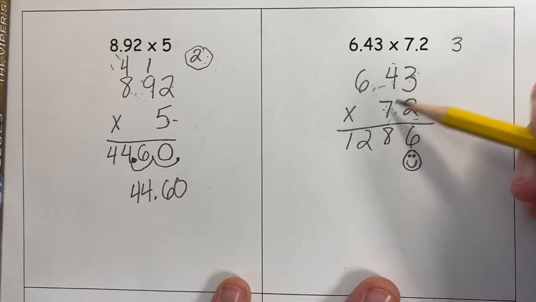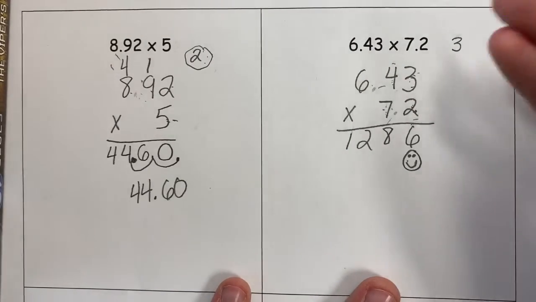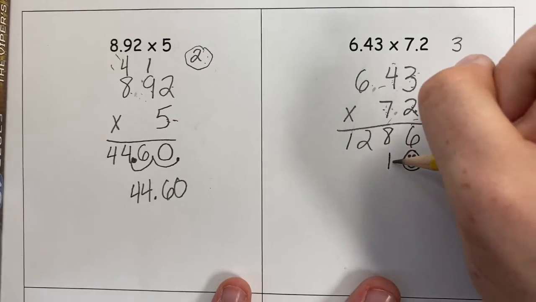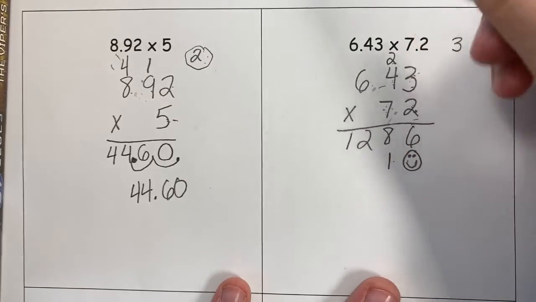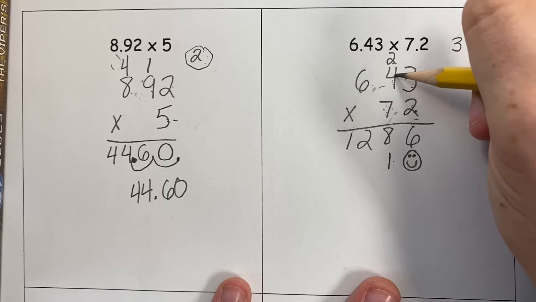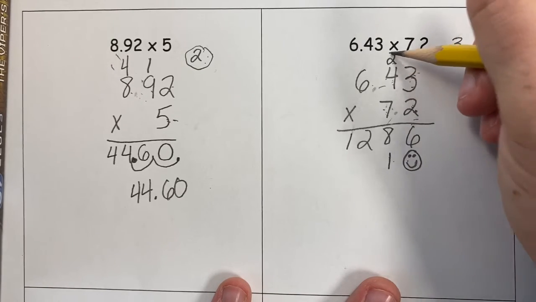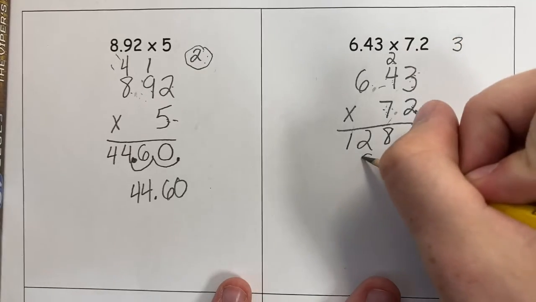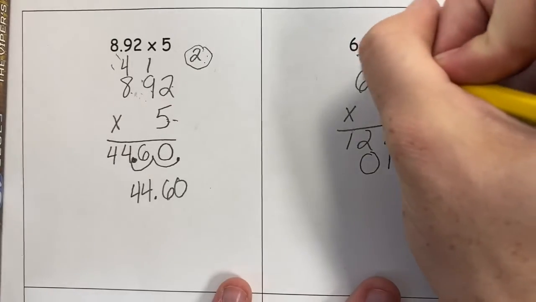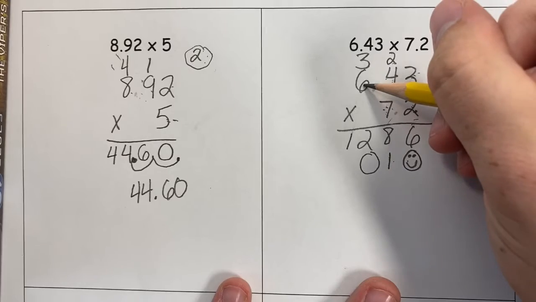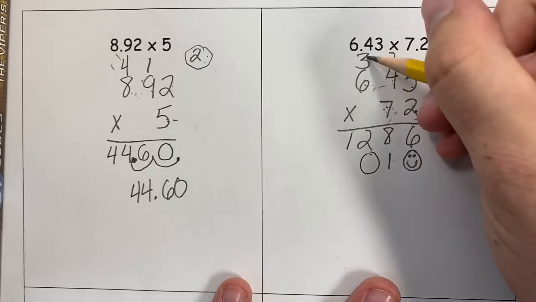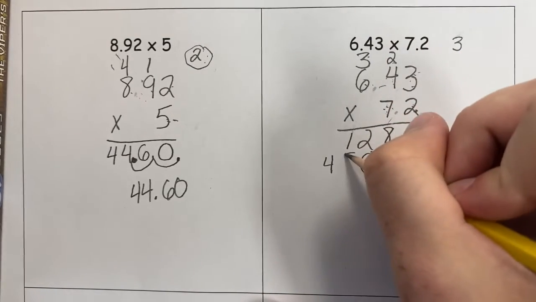So I'm going to do 7 times 3 first, which in this case is 21. Put the 1 down here, carry the 2. 7 times 4 would just be 7 more than 21, which is 28. Plus 2 is 30. Put the 0 down here, carry the 3. And then I have 7 times 6, which is 42, plus 3 is 45.